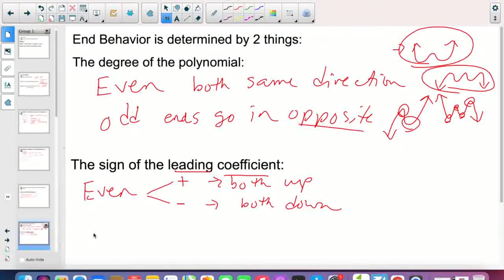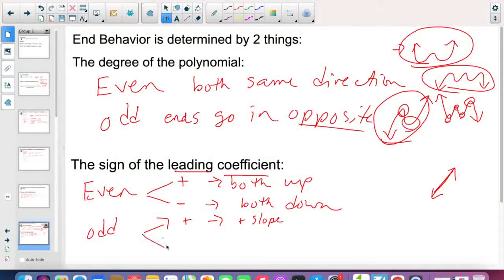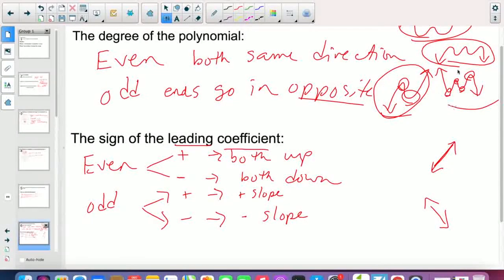If the degree is odd and the leading coefficient is positive, then you can think about that like a positive slope. That means it will be going in this direction. In other words, the left will be going down, the right will be going up. We have this situation when that happens. That would be in the direction of a positive slope. If the degree is odd and the leading coefficient is negative, then it's going in the direction of a negative slope. This one, a negative slope, remember, is this direction. This is the one we would be talking about, negative slope.